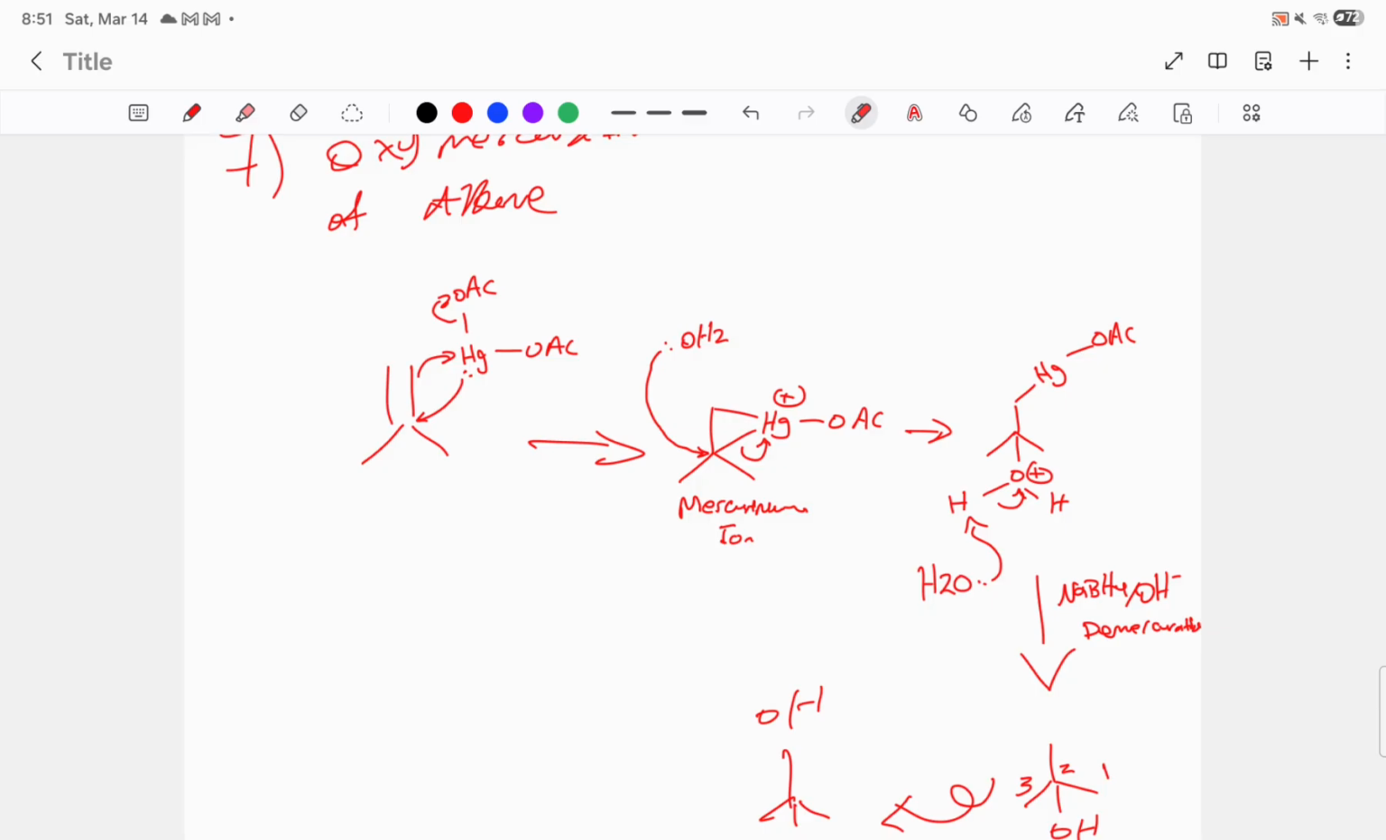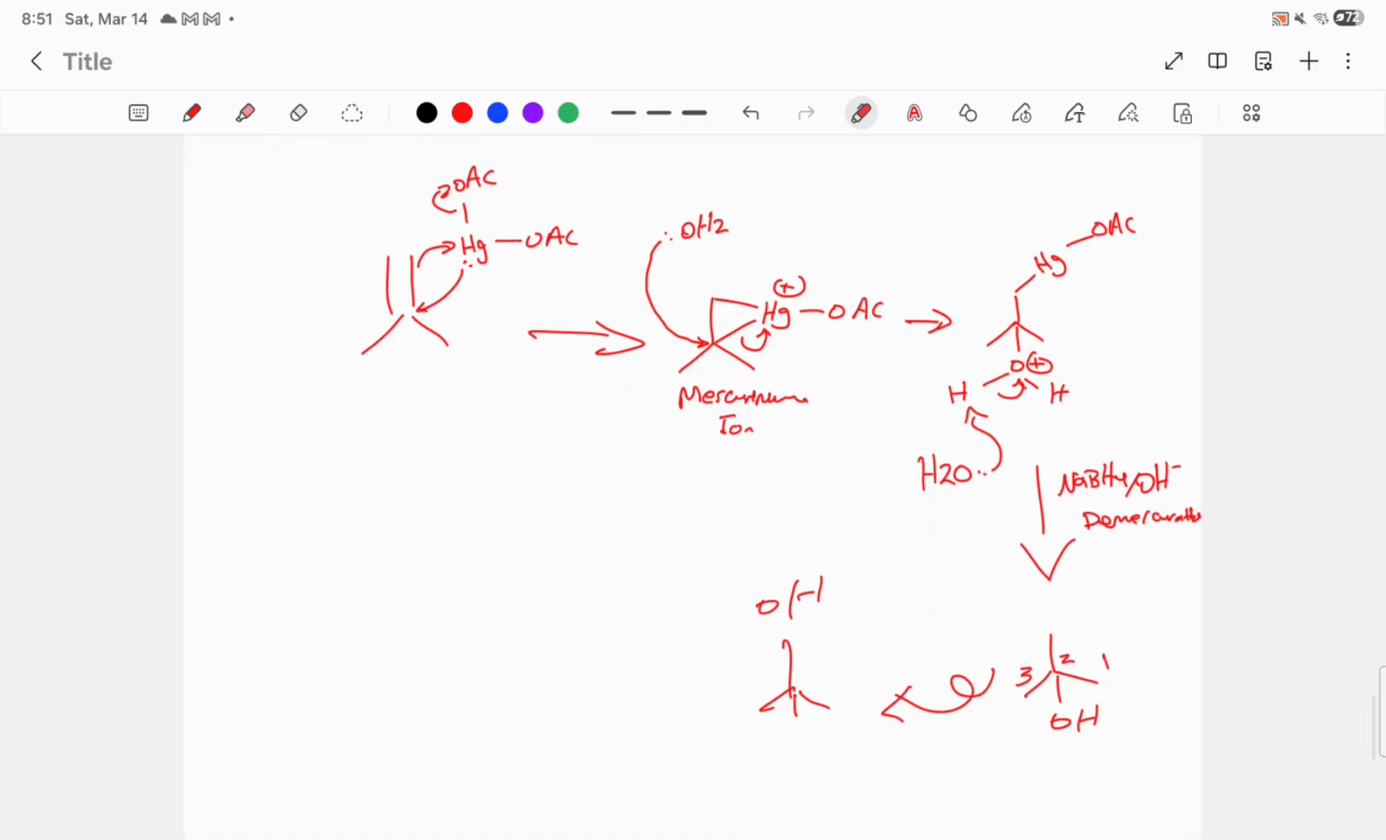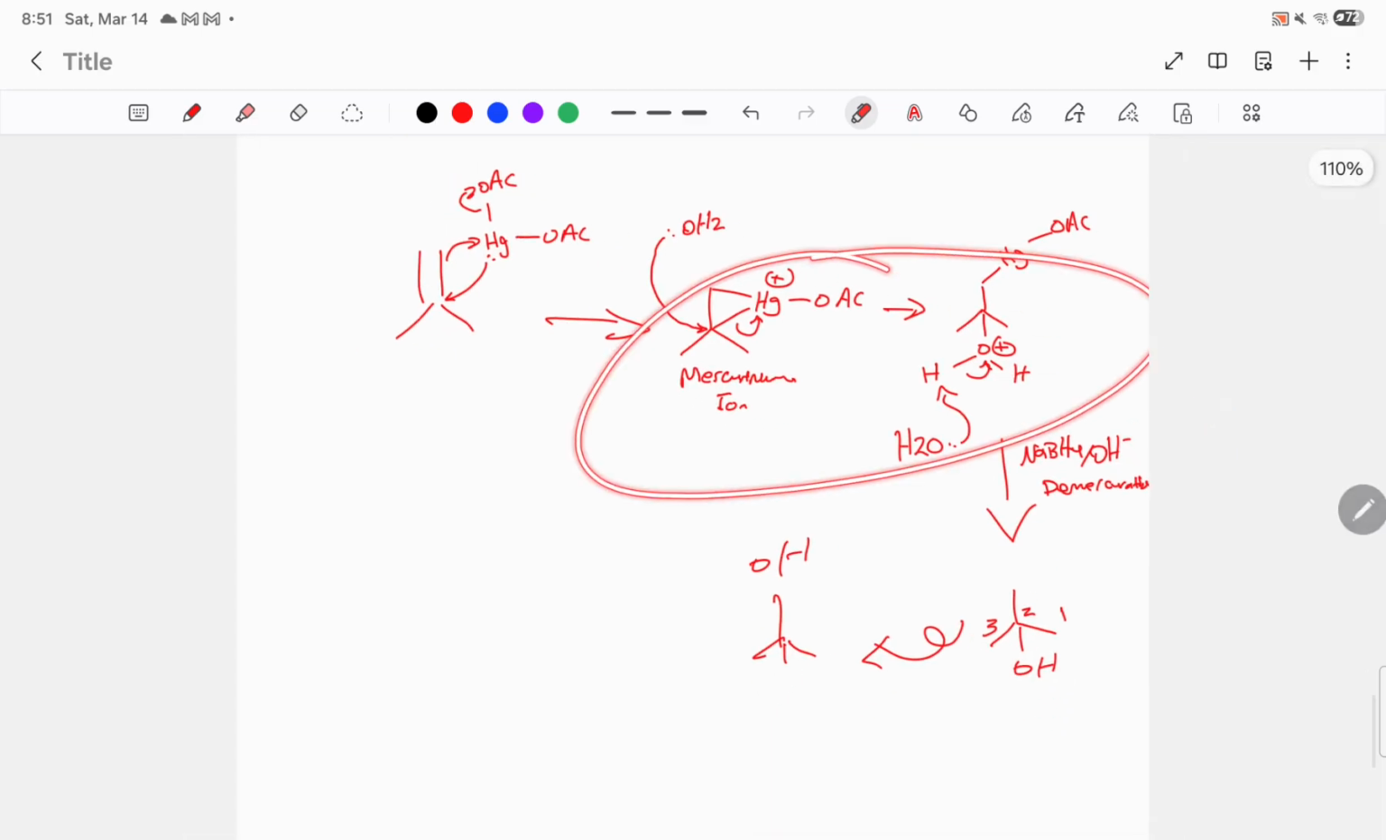Yeah, we talked about how it's regiospecific. It's not stereospecific, right? Because the water can attack from either side, and the hydrogen can add from either face. It doesn't really matter, so it's not stereospecific. The good thing about it, though, is that it avoids carbocation rearrangement, right? As you can see, there are no carbocations involved, and so we avoid a carbocation rearrangement.